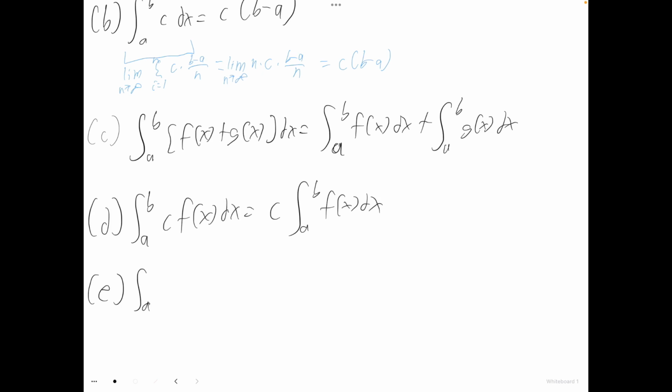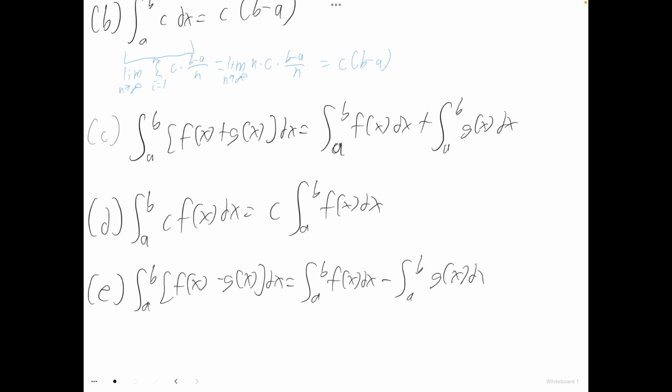Next, we have the integral from a to b of f of x minus g of x dx is equal to the integral from a to b of f of x dx minus the integral from a to b of g of x dx. Same argument as for addition, you can just split up over subtraction, because you can do that in limits and summations.